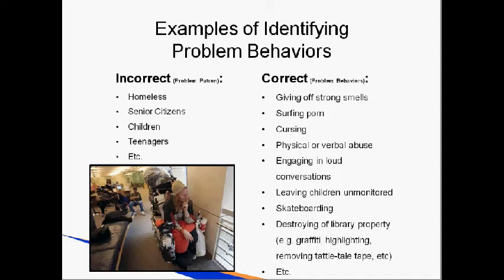Here are a few examples of correctly identifying problem behaviors. Do not target the homeless, senior citizens, children, teenagers, etc. Do target strong smells, no matter the source, body odor, or perfume. Internet porn, cursing, abuse, and many other inappropriate behaviors. Now that we have identified problem behaviors, not patrons, we may consider how we deal with problem behaviors.